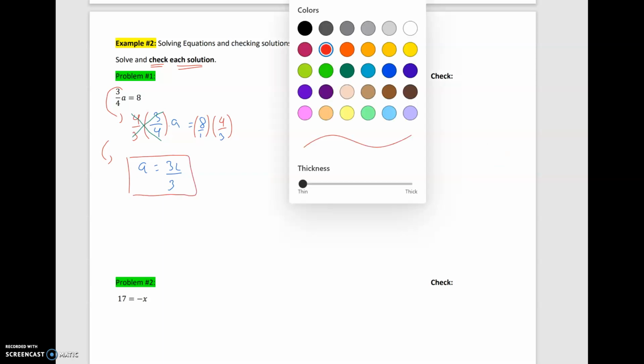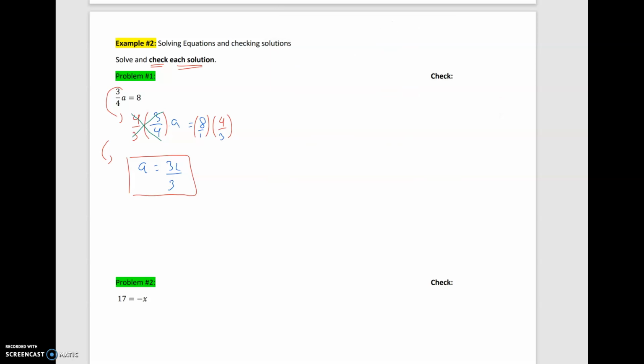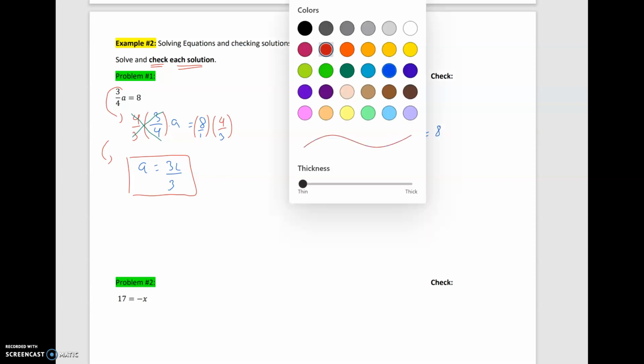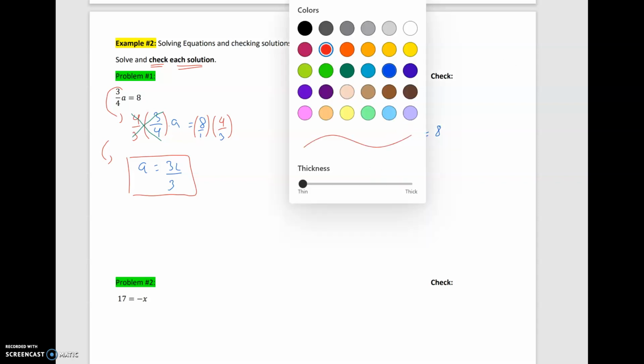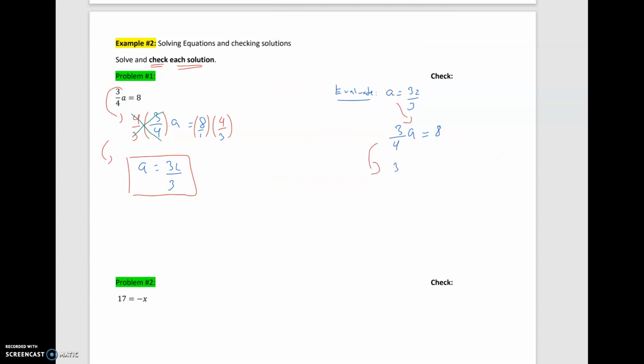To check, we just have to evaluate. So let me just rewrite it: evaluate our solution, which is 32 over 3, into 3/4 a is equal to 8. We're just going to plug it in, and what we expect to find is a true statement. So in this case, we have 3/4 times 32 over 3. This is supposed to equal 8.